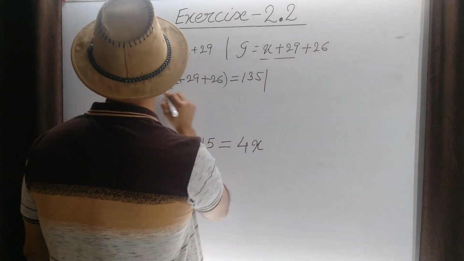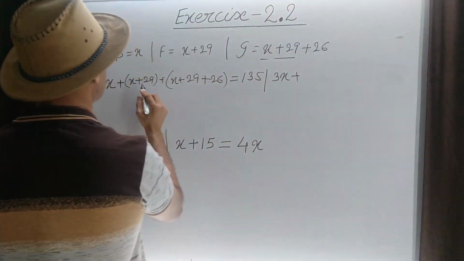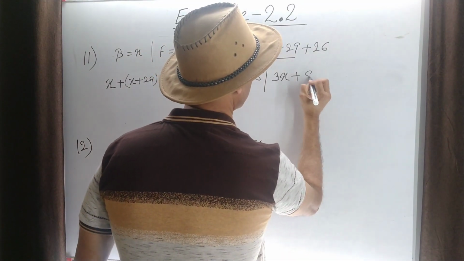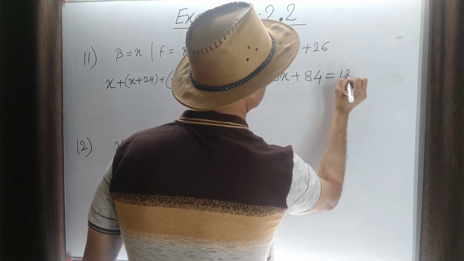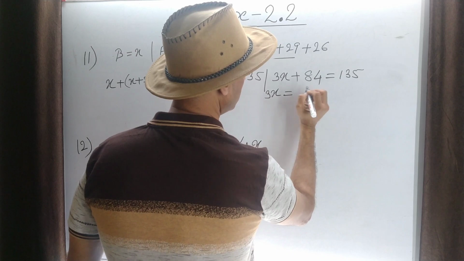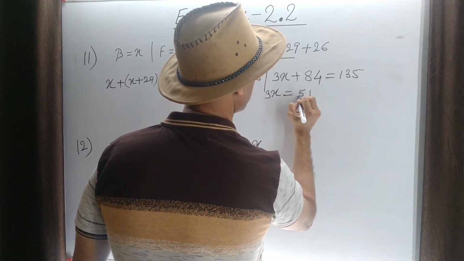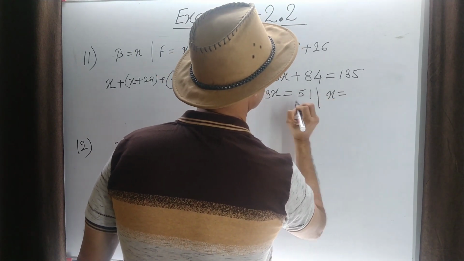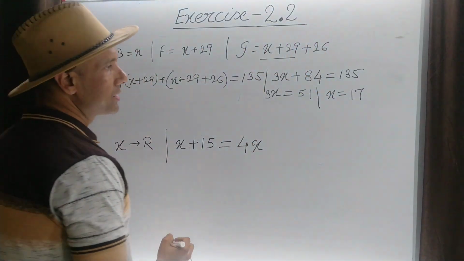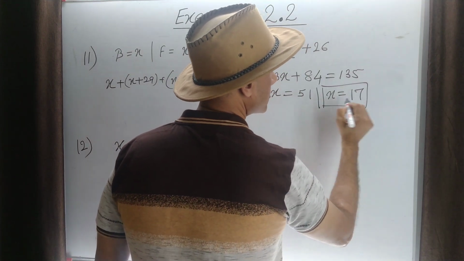So let's go ahead with x plus x plus x is 3x, plus 29 plus 55, that is 84, is equal to 135. That means 3x is equal to 135 minus 84, that is 51. So we get x is equal to 51 by 3, that is 17. Okay, so x is nothing but Baichung's age. So Baichung's age comes out to be 17 years.